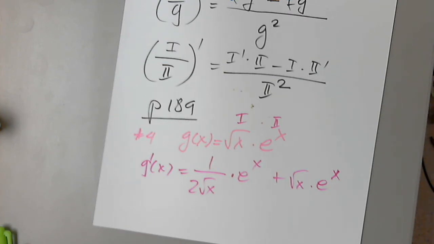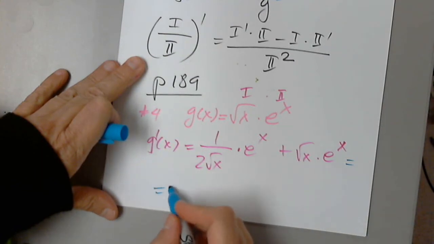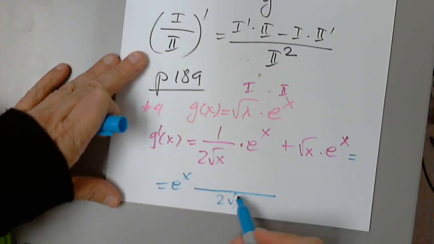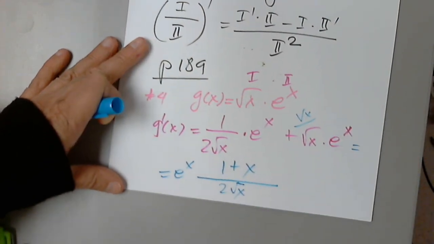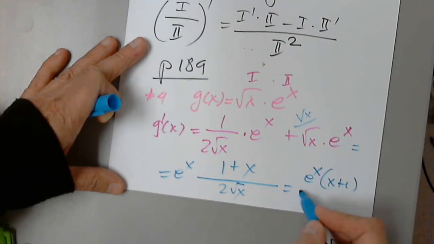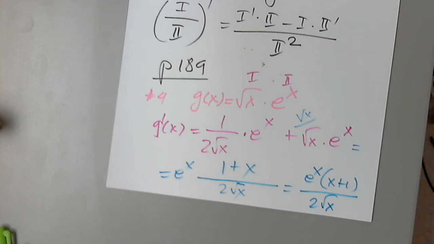I do recommend in this situation here, for chapter 4, factor out e to the x, find the least common denominator, and multiply, and get the top as being 1 plus x. So I would write it as e to the x, x plus 1, over 2, the square root of x. Is this clear? Were you able to follow?